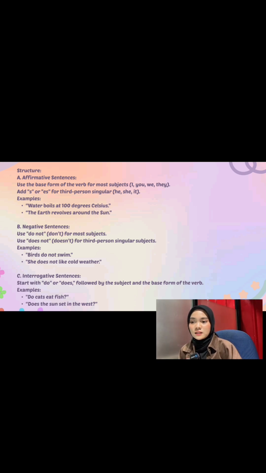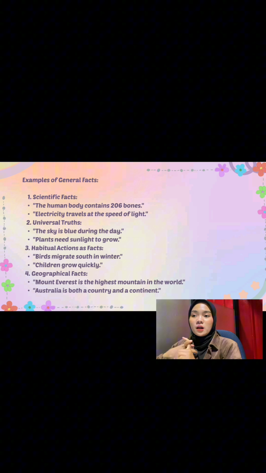C. Interrogative sentence. Start with do or does followed by the subject and the base form of the verb. Examples: for the first example, do cats eat fish? For the second example, does the sun set in the west? Okay, examples of general facts.